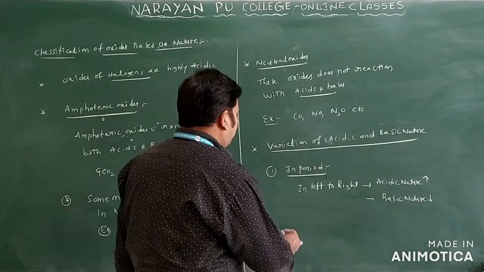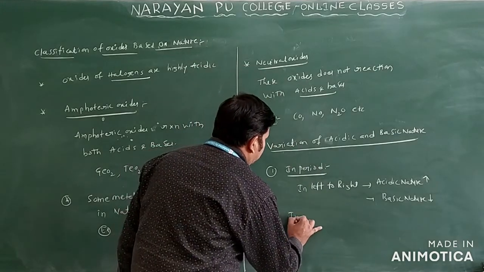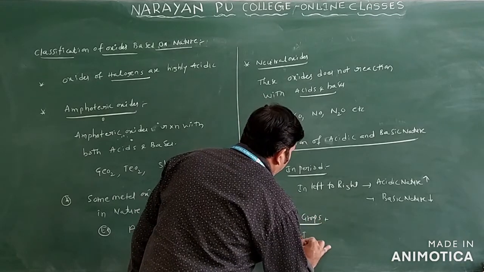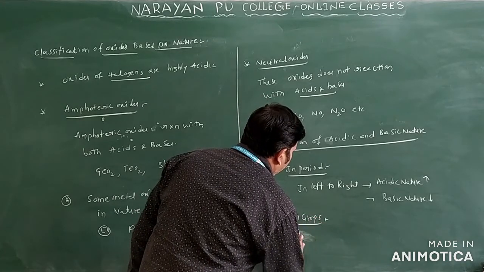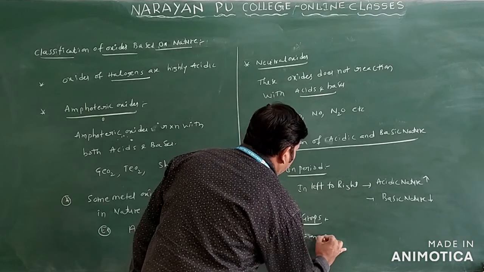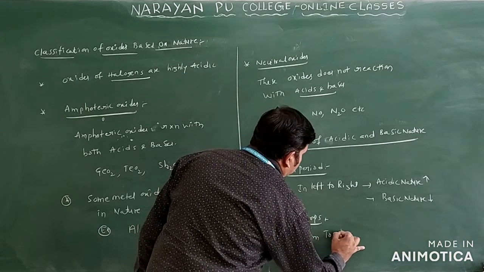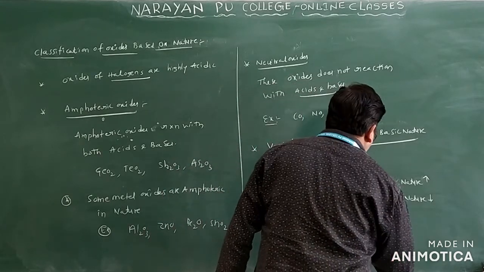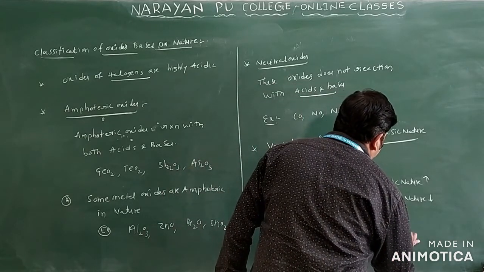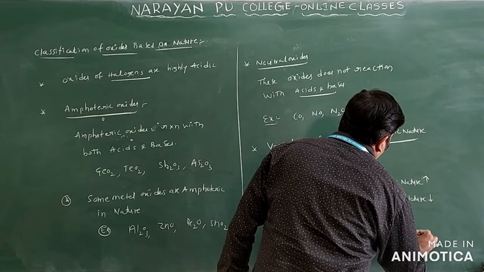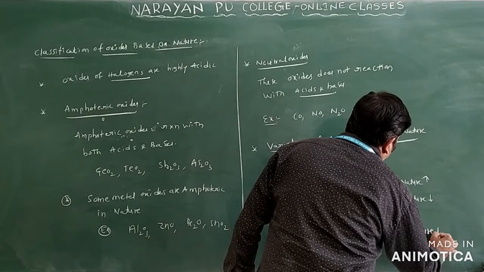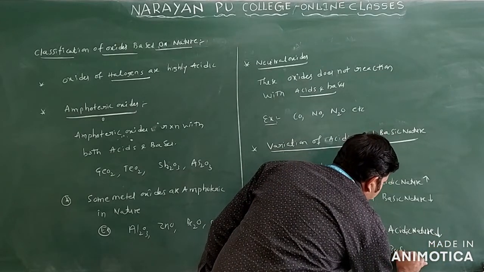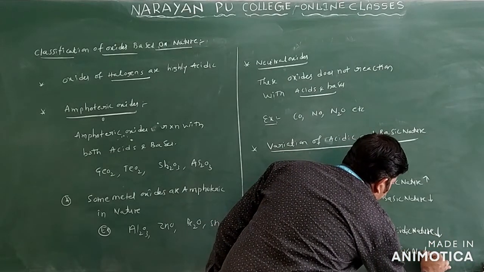I'll write one more point here. The second one you can see in groups. In groups we are moving not left to right, but from top to bottom. From top to bottom, acidic nature decreases and basic nature increases.